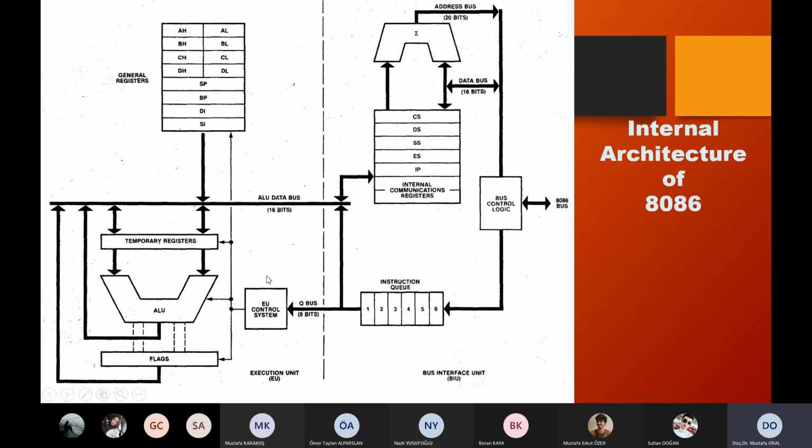So everything inside the arithmetic logic unit is controlled by the EU control system. Even though it is shown very small here, actually it is the main part. After the arithmetic logic unit, it is the main part of the execution unit. The execution unit has registers inside. These registers are shift registers, as you know.